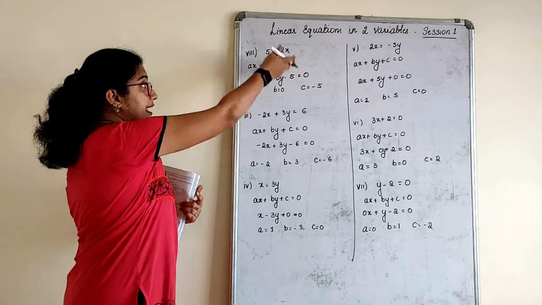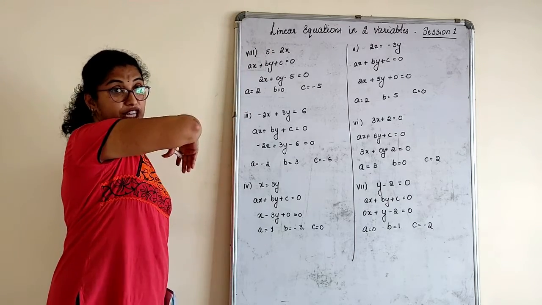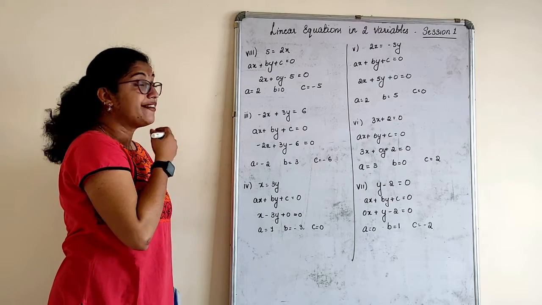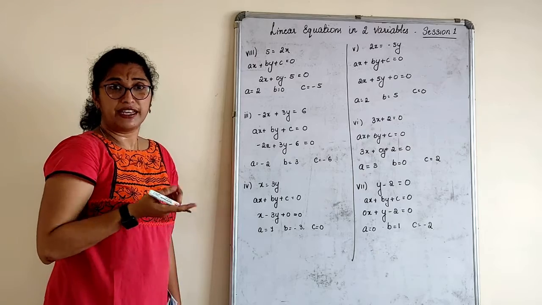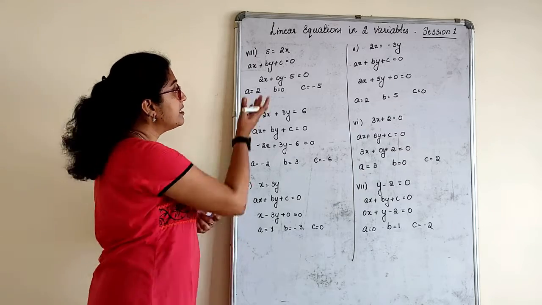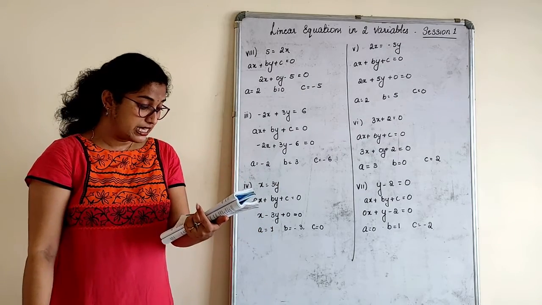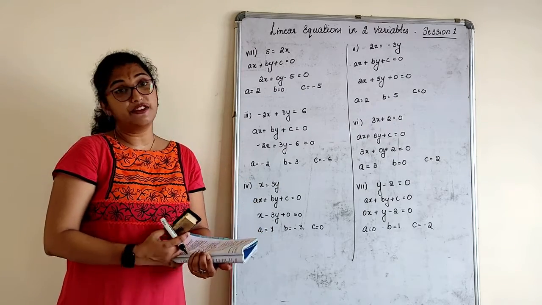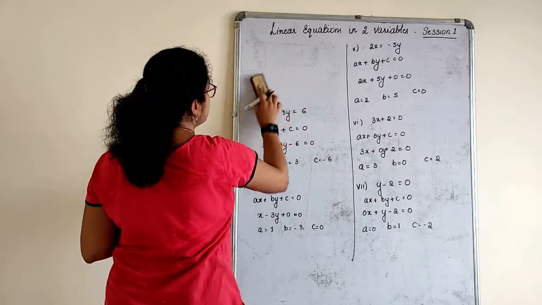Now, what if you take 2 this side? That time how will it be? If you are shifting 2 this side with respect to 5, a will be minus 2, b will be 0, c will be plus 5. Both are the same. It depends upon where and how you shift. So this is the simple exercise. We completed the first exercise. We'll quickly move on to the second exercise.